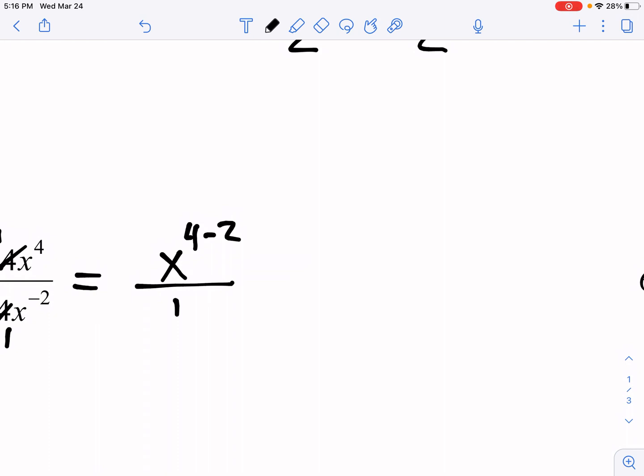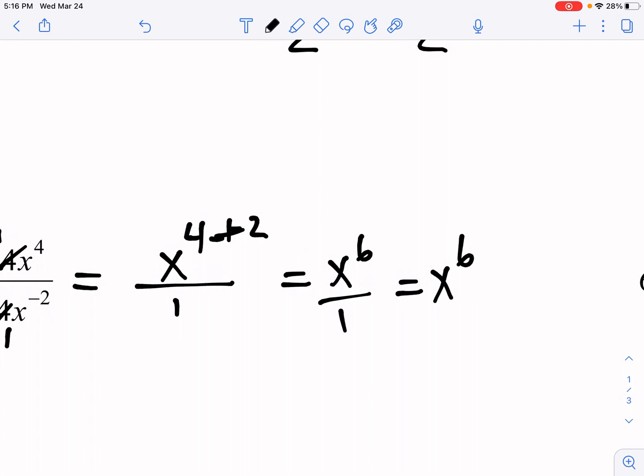So 4 minus a negative 2, 4 minus a negative 2, don't forget the negative like I just did. So when we subtract a negative, we have a plus. So 4 plus 2 would give us 6. Okay, then anything over 1, we don't have to actually write the 1 because anything over 1 is just going to be itself. So we have x to the 6th power.